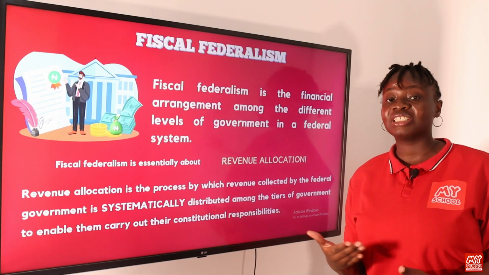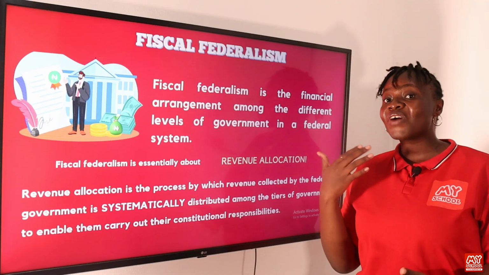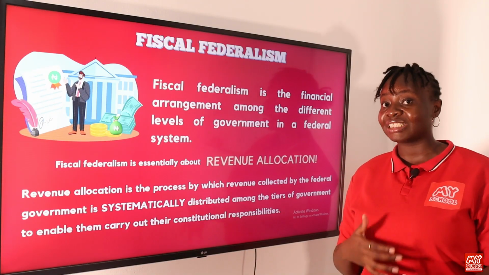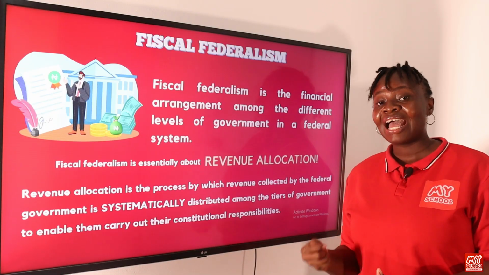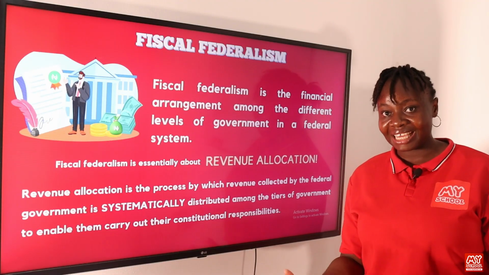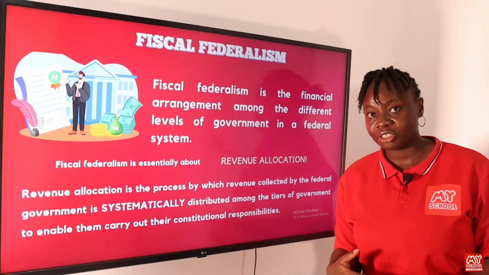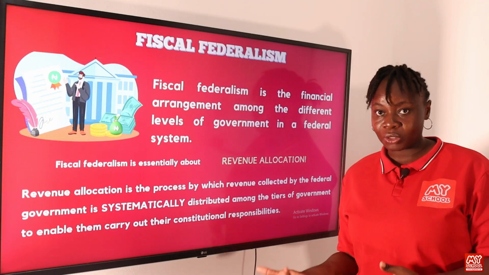A lot of the revenue is generated by the federal government, and the federal government has to find a way to distribute these resources among the various states. But the method by which they distribute it has to be determined. They have to know in what proportion each of the states gets the revenue that has been generated. So that's what we talk about, the principles of revenue allocation.